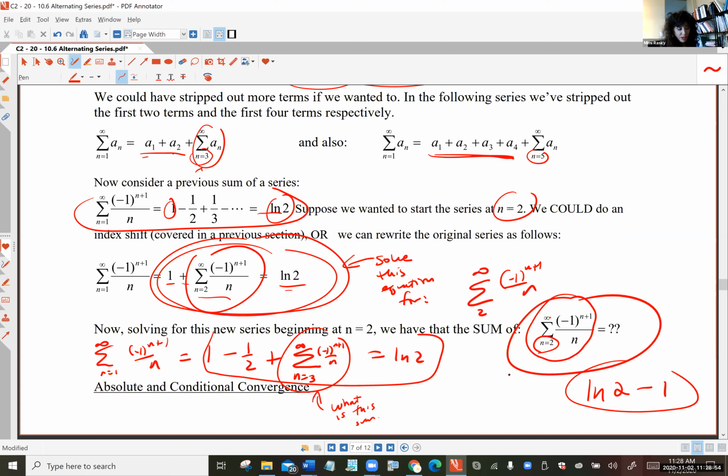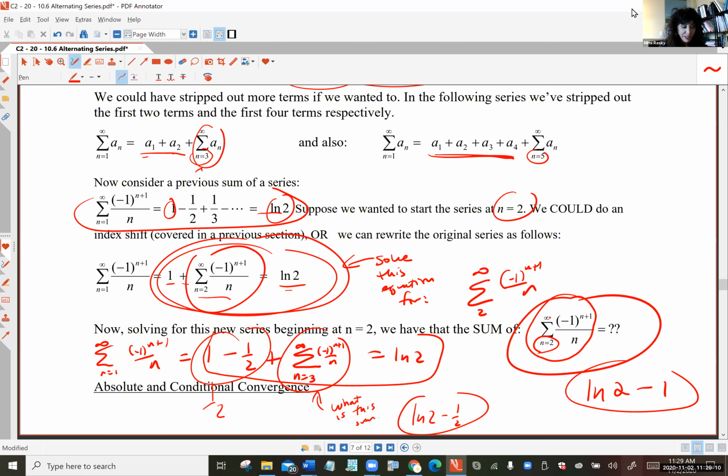Yeah, you would solve this equation for that sigma, and this right here is a half, so you would simply subtract a half from both sides, so it'd be ln2 minus a half, and then you'd be done. Does this make sense? Because if it does, you're well on your way to understanding series and having fun and play with series.